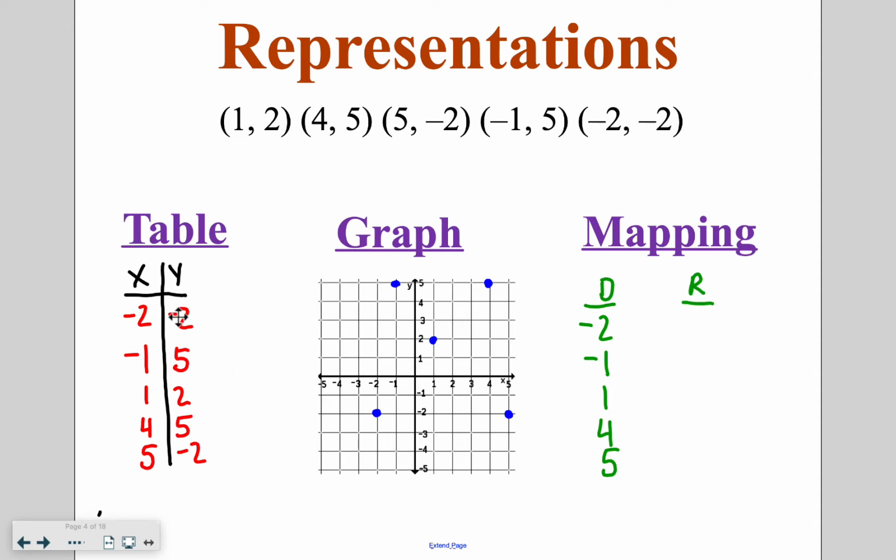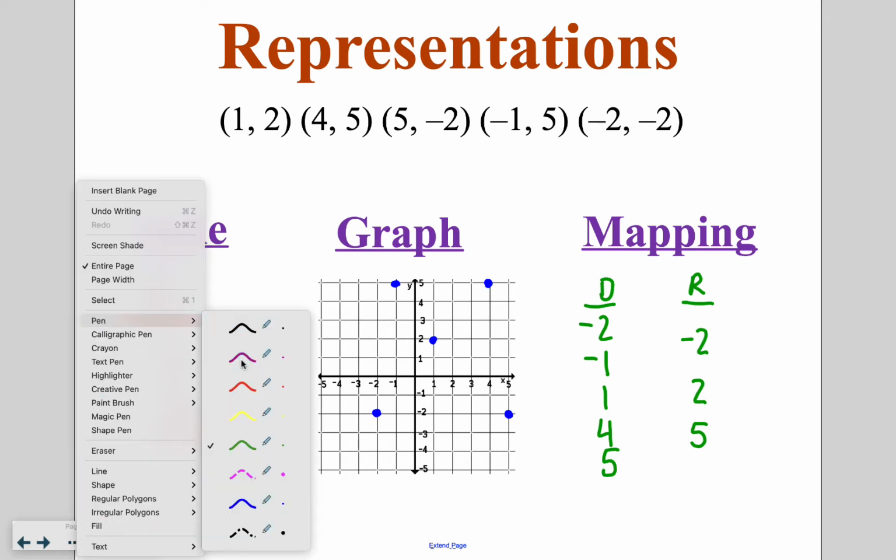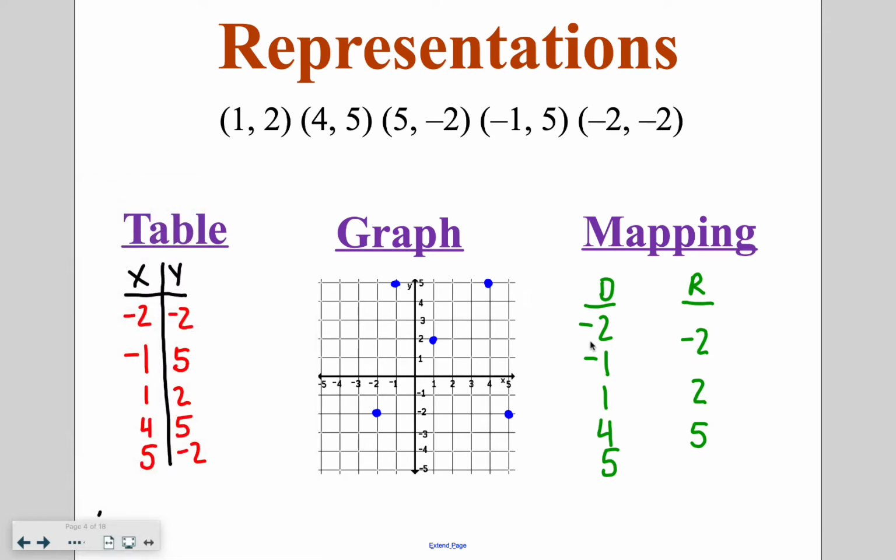So I'm looking at my y's, and my smallest number is -2. Even though it is listed twice, I'm only going to list it once when I'm creating my map. Then I have 2 and 5. So I take all of my possible y's and list those in order. Then the point of the map is to connect the dots from the x's, the domain, to the range, the y's.